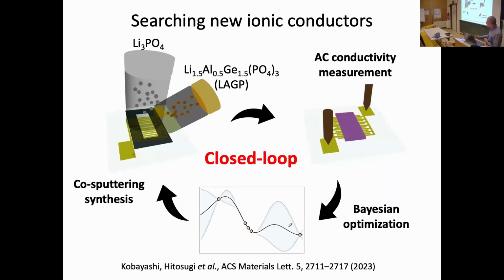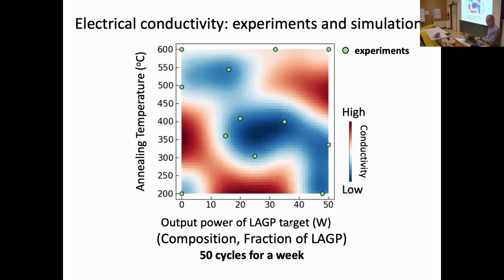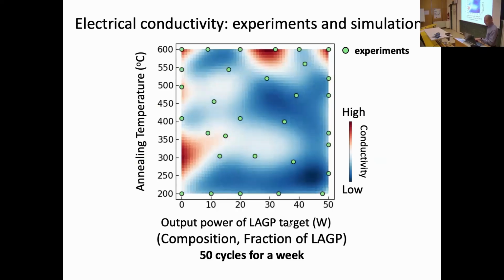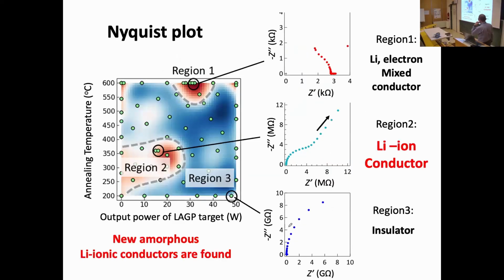Also, this is an example of finding new ionic conductors. We deposit 2 types of materials by sputtering and change the sputtering power so that we can change the composition. Then we do AC impedance measurement and Bayesian optimization. So this is a closed loop. Again, it's like making a phase diagram, automatically making a phase diagram. And the result is like this. We see 3 regions, and the blue part is low ionic conductivity, so we are not interested in it. The red part is the high ionic conductivity part.